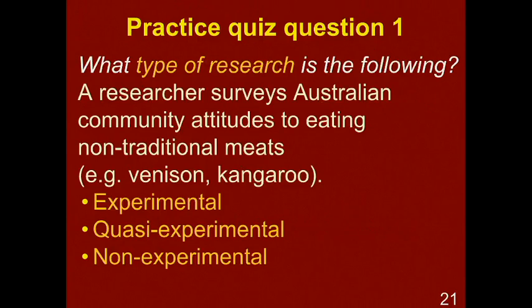Okay, so you've heard about the 3 types of research. Let's see if we can have a go at these practice quiz questions. What type of research is the following? A researcher surveys Australian community attitudes to eating non-traditional meats such as venison and kangaroo. Experimental, quasi-experimental or non-experimental?